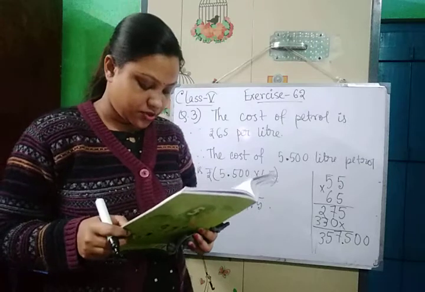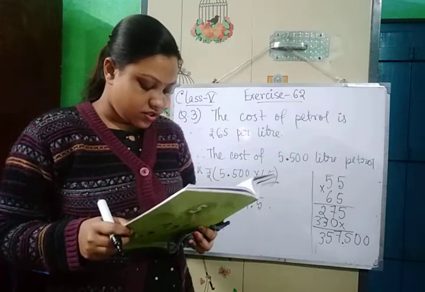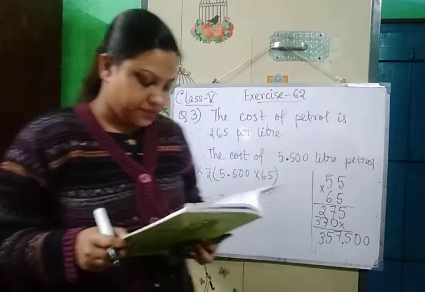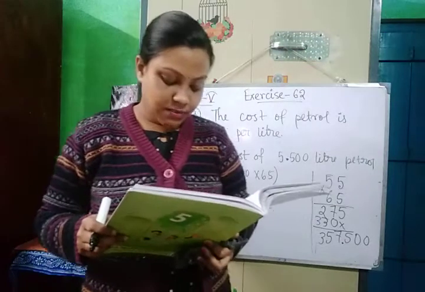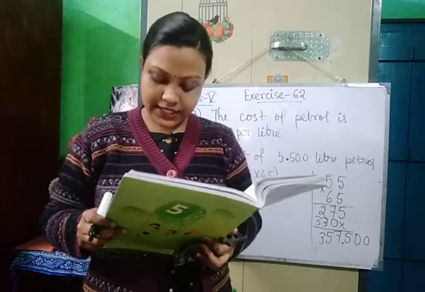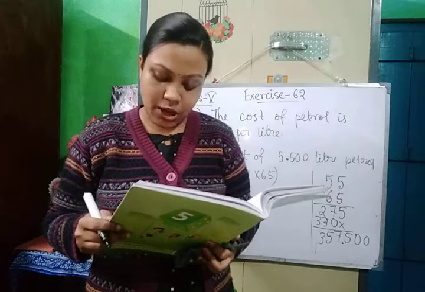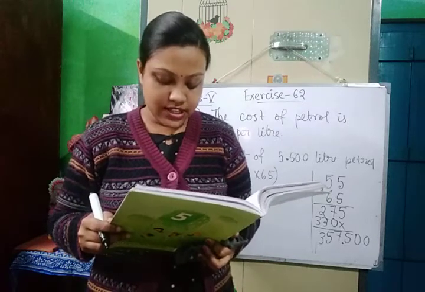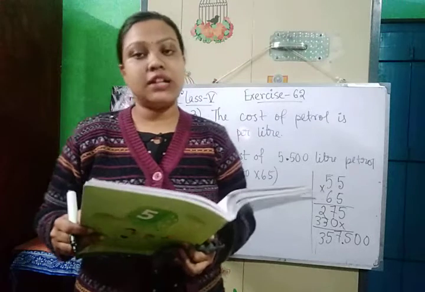Next, question number 4 I am doing. Question number 4 is: Radhika bought 1.250 liter milk at rupees 39 per liter. So how much did the milk cost her? So here again you just need to multiply.